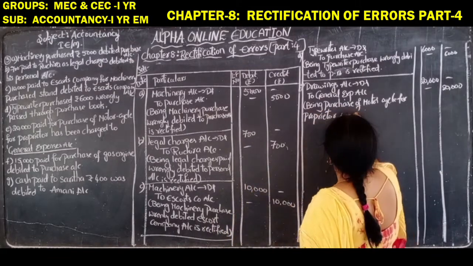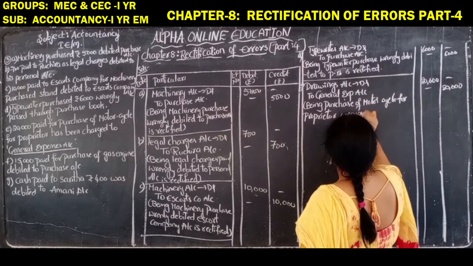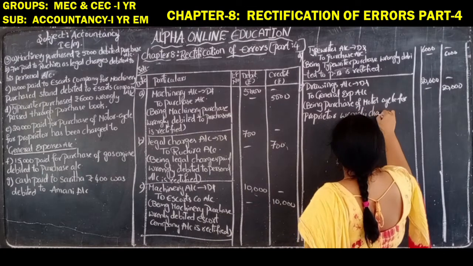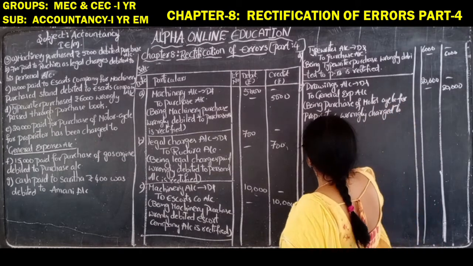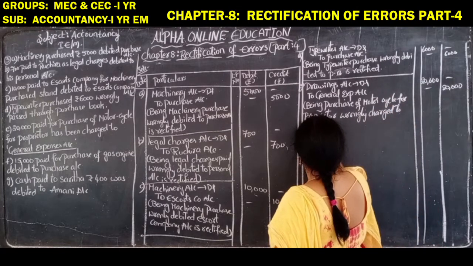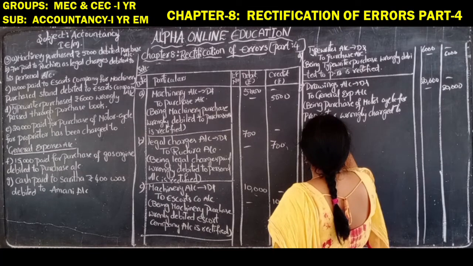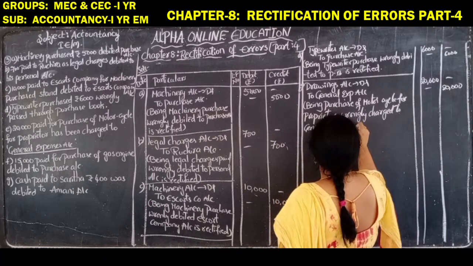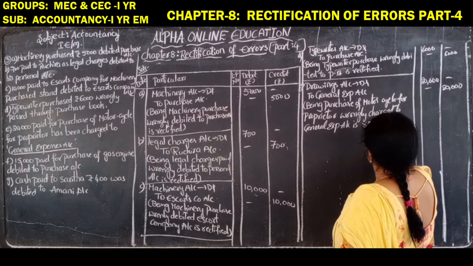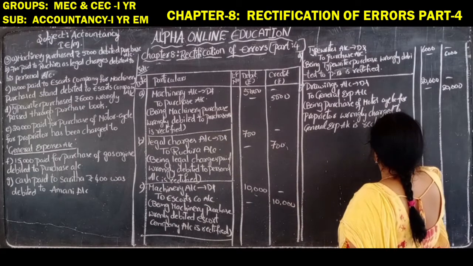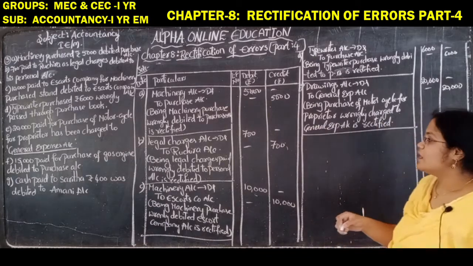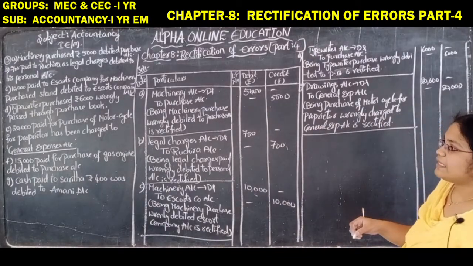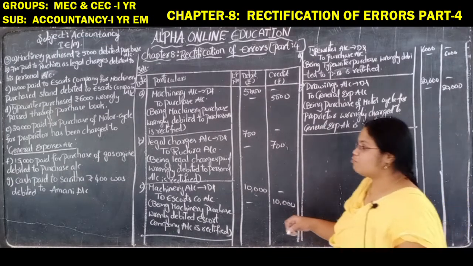Proprietor wrongly charged to general expenses account. General expenses account is rectified. This is completed. Okay. Now let us see the F entry.